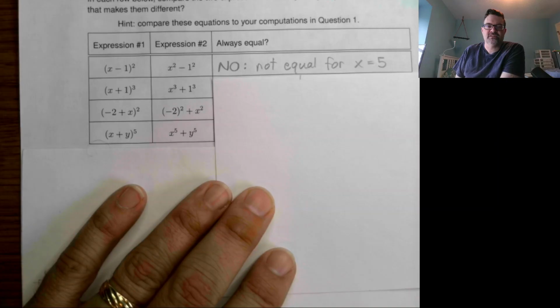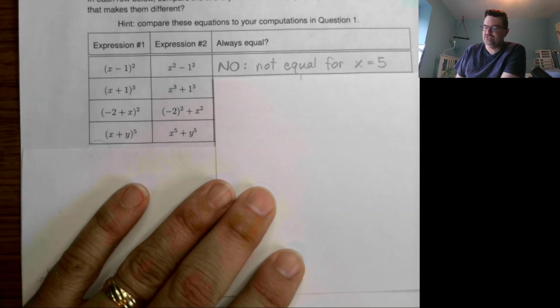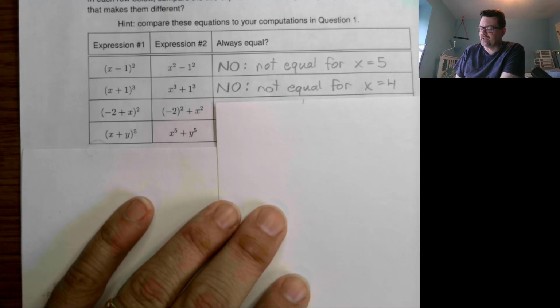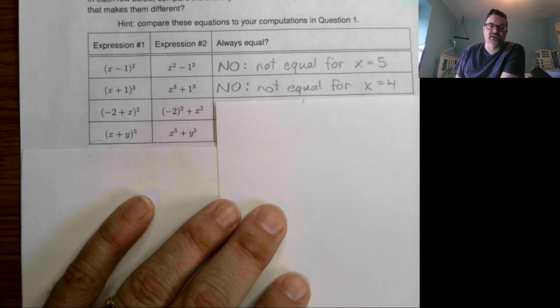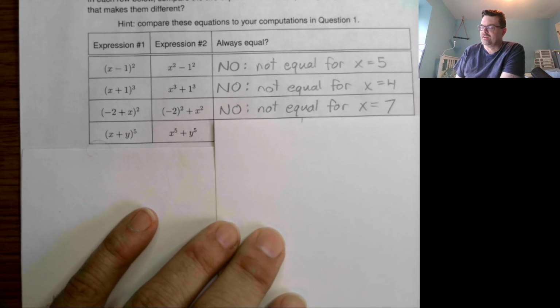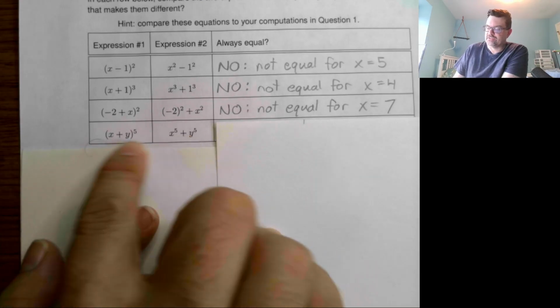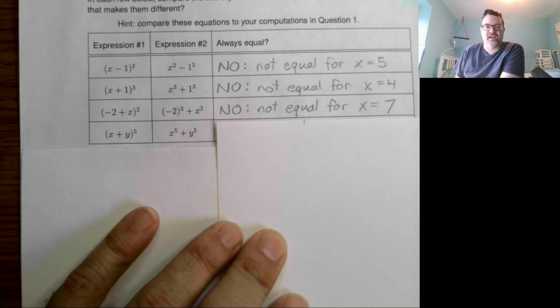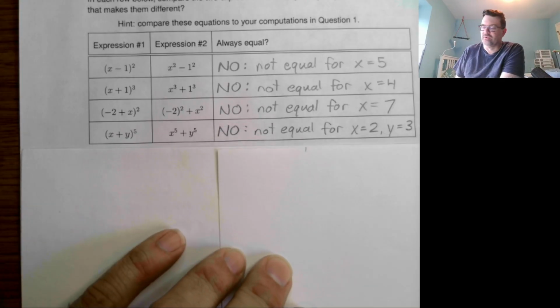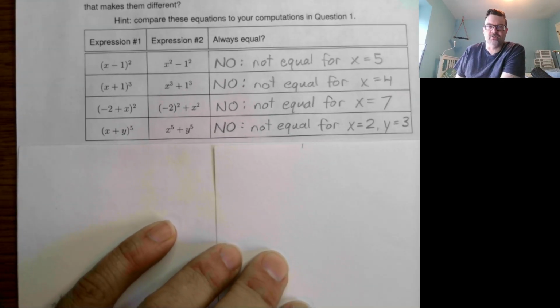So if you go through the rest of these and compare them to the previous page, well, actually the next one, nope, on the previous page we had a 4 in for x basically and it didn't come out the same. For this one we had a 7 in there for x and they didn't come out the same. And here's one, now it's got two variables, x and y, and that's the kind of thing we just computed on the previous page with a 2 in for x and a 3 in for y. So no, not equal.